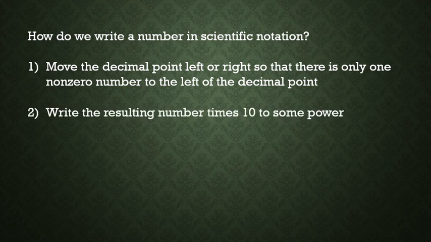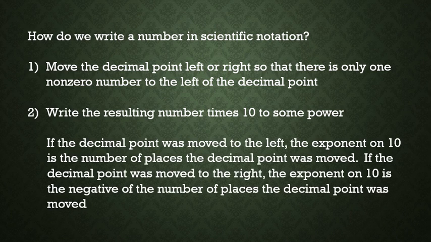Step 2, you're going to write that resulting number times 10 raised to some power. But now the question is, what is that power? If the decimal point was moved to the left, the exponent on 10 is going to be the number of places that you moved that decimal point. If you move the decimal point to the right, then the exponent on 10 is going to be the negative of the number of places that you moved that decimal point.